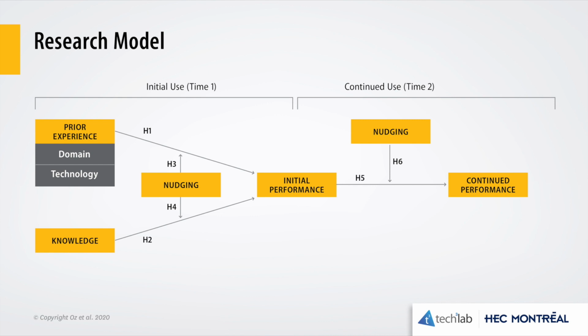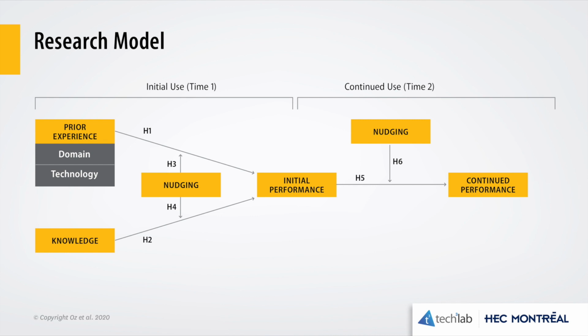In this model, performance refers to how well a person can steer away from the anchor value. So higher performance indicates a lower anchoring effect in this model. Let's first talk about the initial use part. We expect experienced people and people possessing contextual knowledge to be less influenced by the initial anchors. Therefore, we expect higher initial performance from experienced and knowledgeable people.